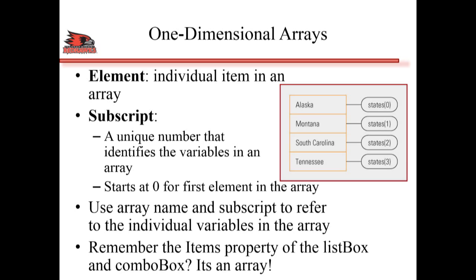The picture on the right shows kind of what I'm trying to say. We have an array called states, and states(0), meaning the first item of the array, is Alaska, the second item having a subscript of 1 is Montana, the third item having a subscript of 2 is South Carolina, and states(3) is Tennessee. So this subscript helps us to use the array name and the subscript to refer to some item, some individual variable inside the array.